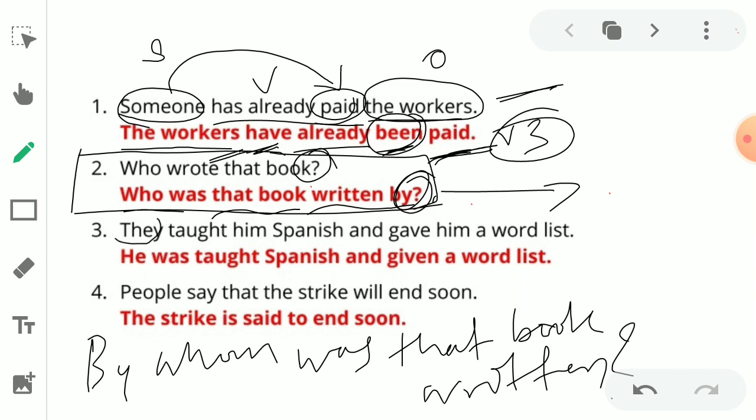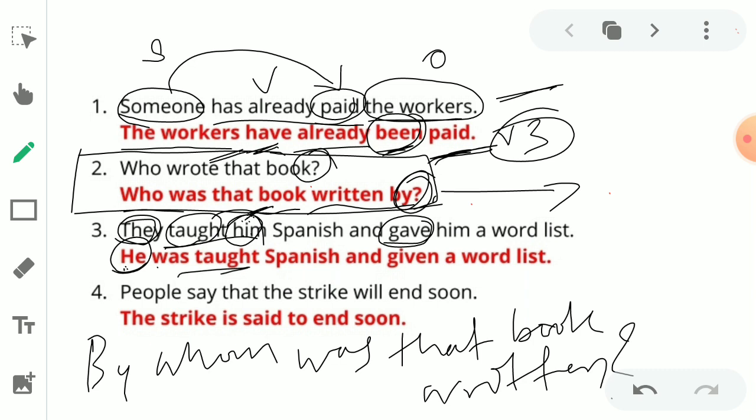Here, they are the subject, taught is the verb, him is the object. And one more verb is given. So let us add this particular verb in passive voice. He was. Your object of active voice becomes the subject of passive voice here.